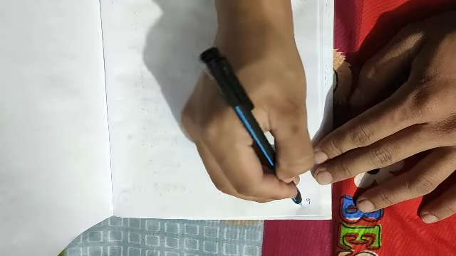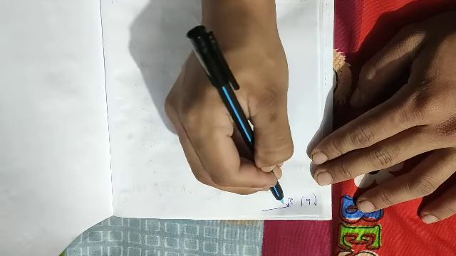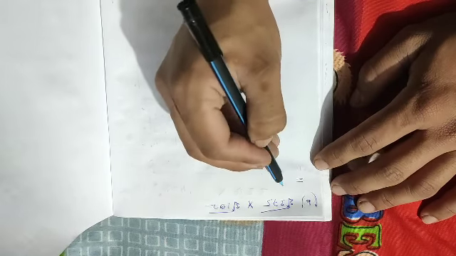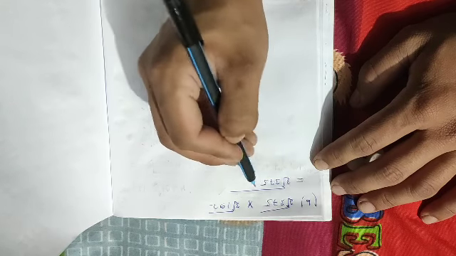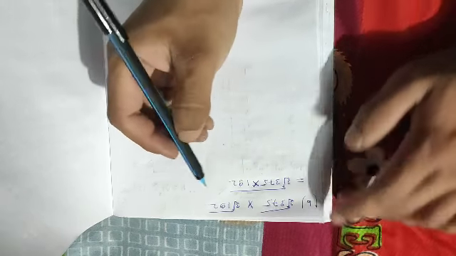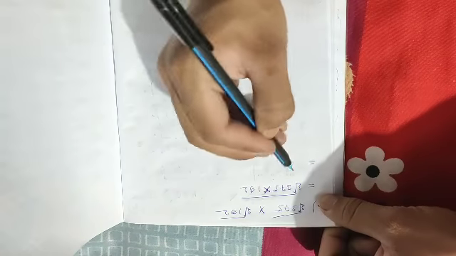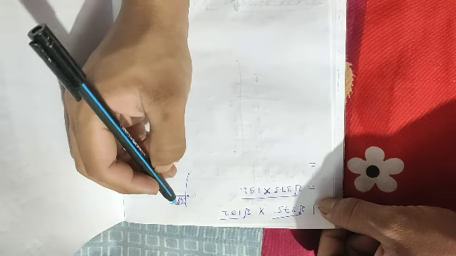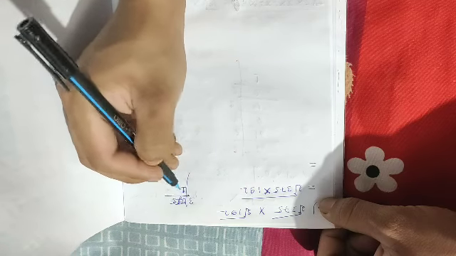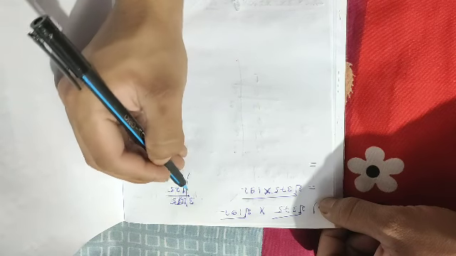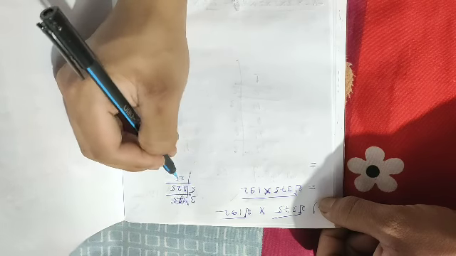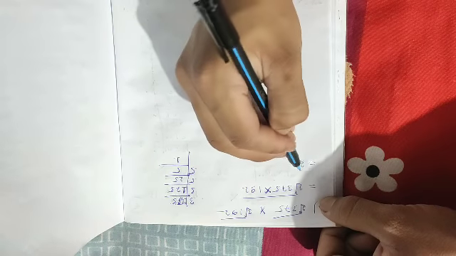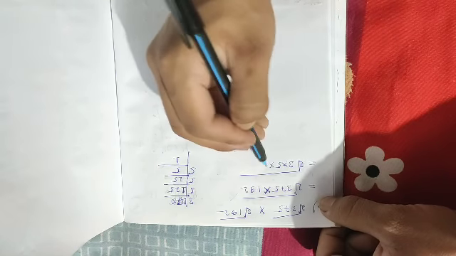If I do question B, it says cube root of 375 into cube root of 192. As I already told you, I will join it and multiply the bases. Then I will prime factorize individually. If I prime factorize 375, I can do it with 3: 3 1s are 3, 3 2s are 6, 3 5s are 15. Now with 5, 5 25 and 5. So for 375 it is 3 into 5 into 5 into 5.